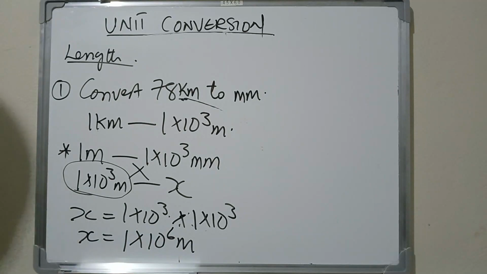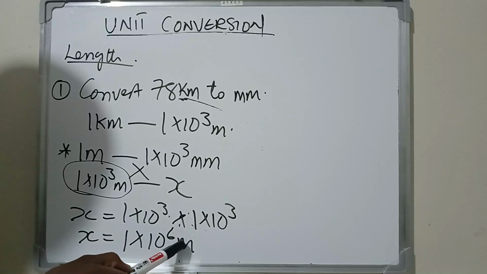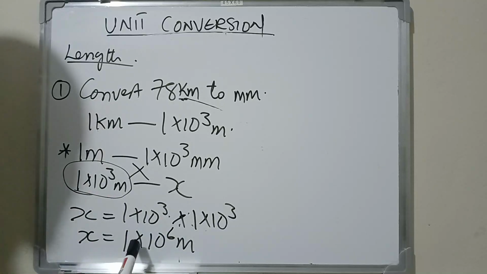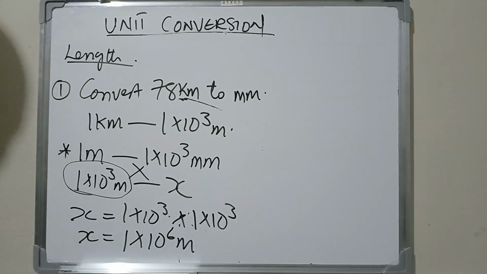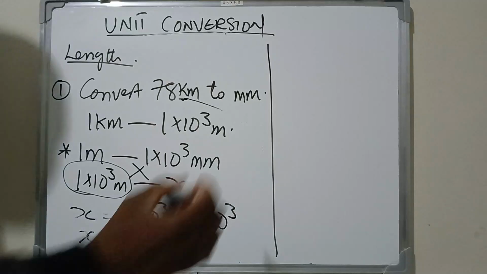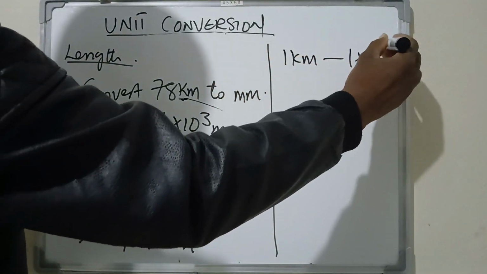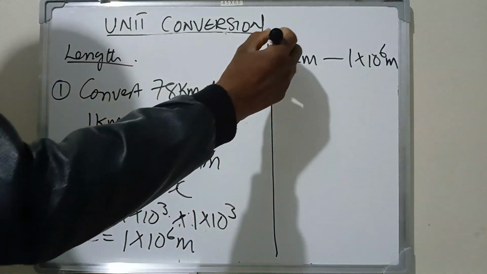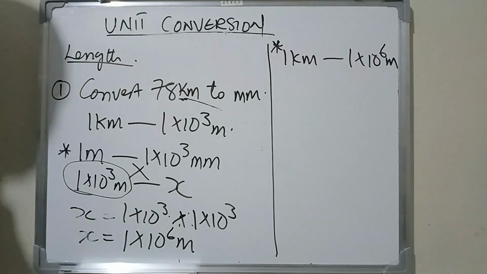Okay, what does this tell us? It tells us to say 1 kilometer is equal to 1 times 10 to the power 6 meters, or this 6 tells you that there are 6 zeros, or 1 million, so to say. Okay, so we have known that. Let's write it properly. Okay, so we know that 1 kilometer is equal to 1 times 10 to the power 6 meters. This relationship, we should keep it properly. And always remember it. You don't need to go through this.